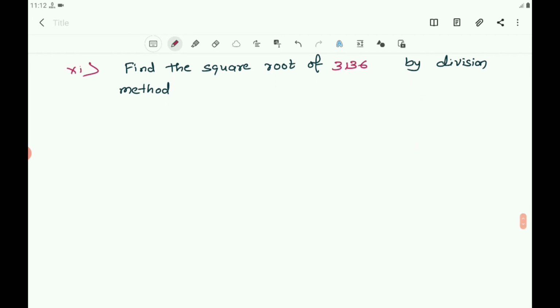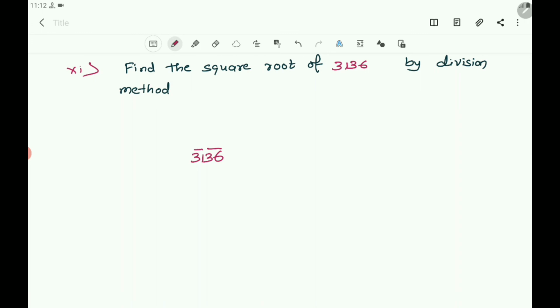Next you take the next number, that is the 11th one. Find the square root of 3136 by division method. This number 3136 also has 4 digits, so we can have two pairs of 2 digits. The first bar is for 36 and the second bar is for 31.